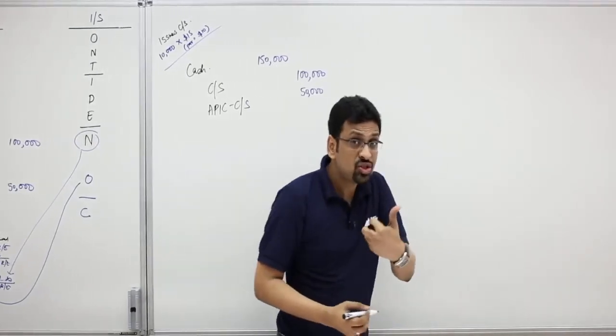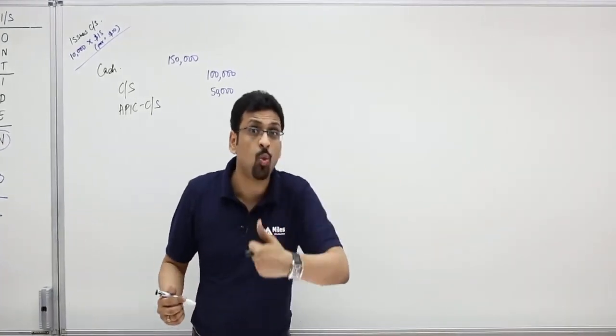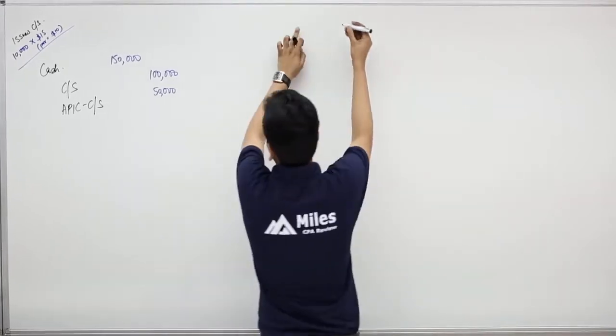So we're looking at treasury stock, the company buying back its own stock, and I'm giving you one method, one perspective, cost method.